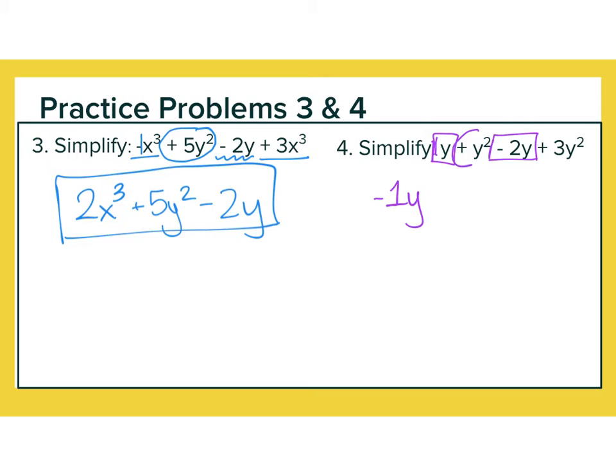Then I have a positive 1y squared and a positive 3y squared. Signs are the same, so add. 3 plus 1 is 4. They're both positive, so it stays positive. And that is it. Final answer.